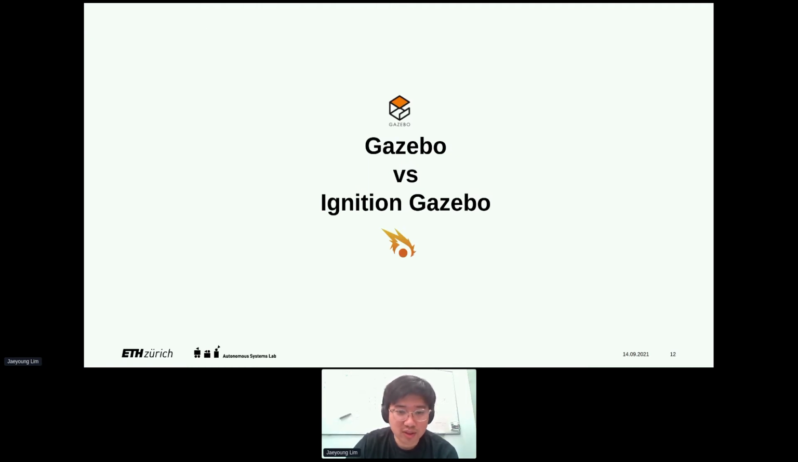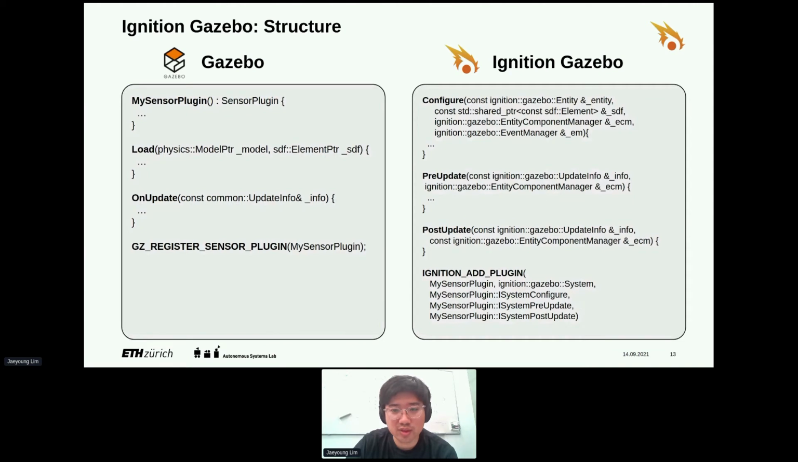What is different between Ignition Gazebo and Gazebo? I guess a lot of people who are interested in Ignition Gazebo will already be using Gazebo and are curious how they can migrate to Ignition Gazebo. The overall structure is quite similar, although in Ignition Gazebo you have a pre-update state and a post-update state, compared to classic Gazebo, where you can actually take actions before and after the simulation step.